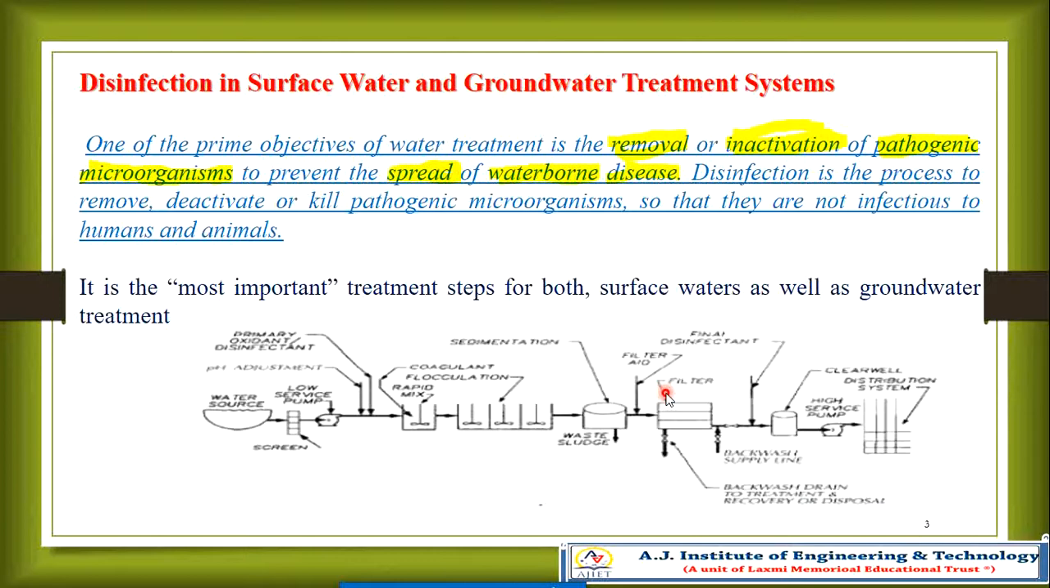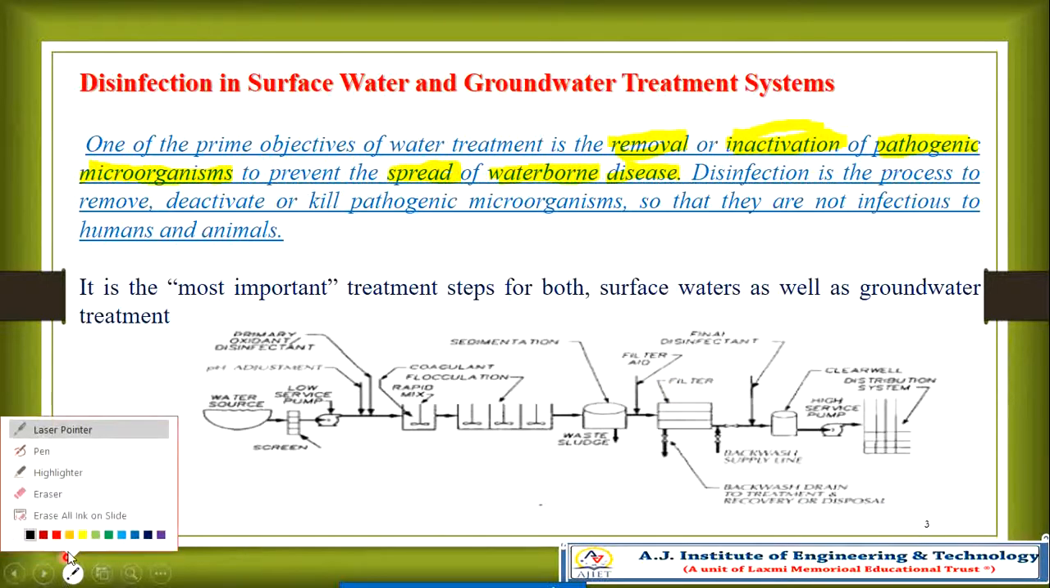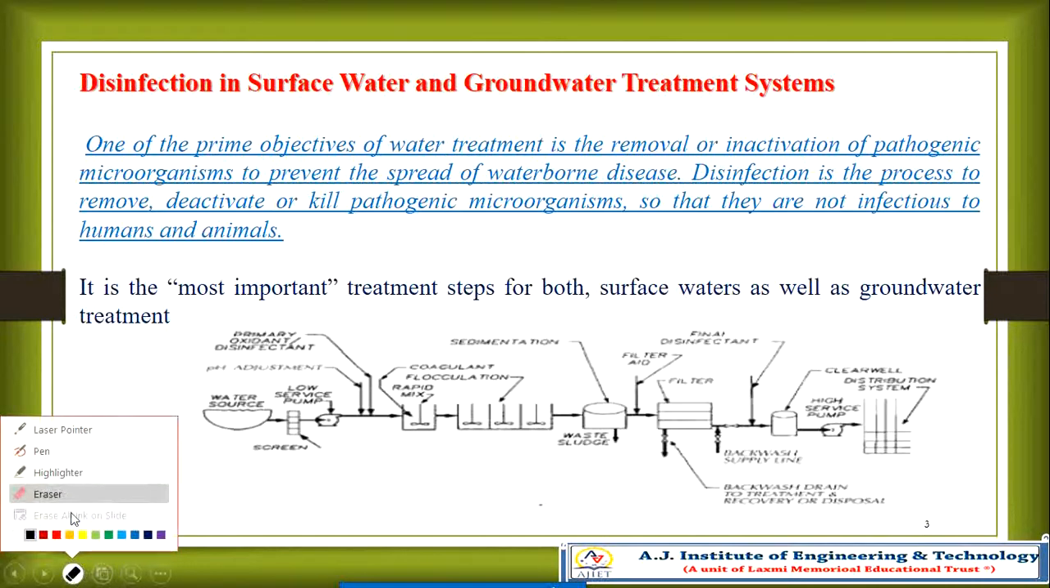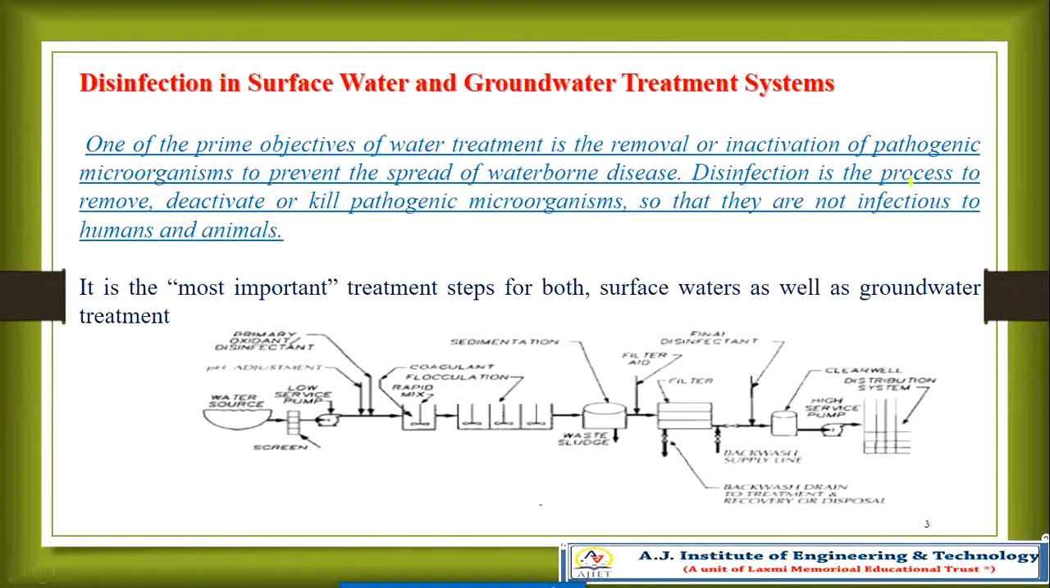Now we'll discuss the definition of disinfection. It is a very important point to note: disinfection is a process to remove, or deactivate, or kill. Three words you can use. You are removing bacteria or microorganisms, deactivating the microorganisms, or killing the microorganisms.